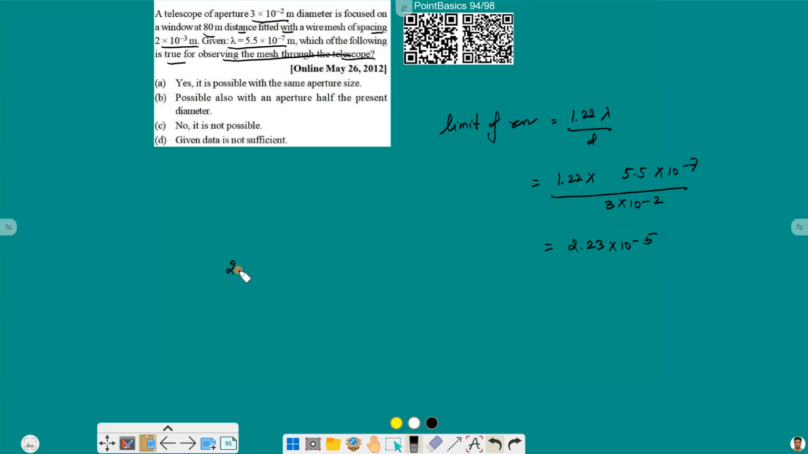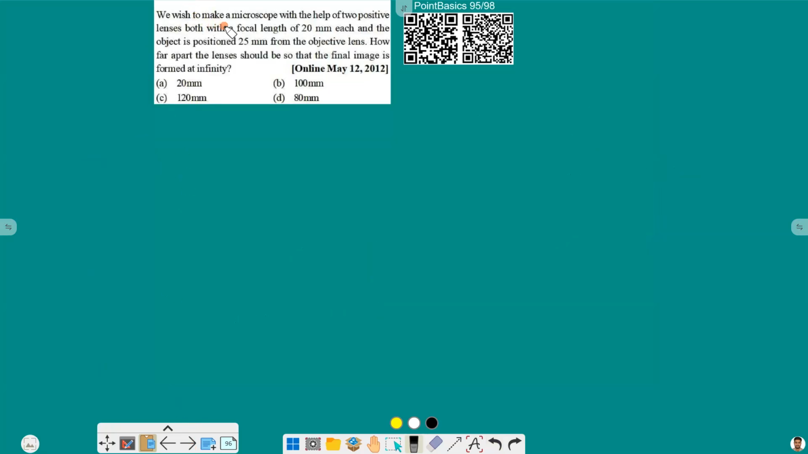Now this 2.23 into 10 raised to the power minus 5 is basically the angle, and it should be equal to arc by the radius. So arc here and radius is 80. From this we will find that the arc, or the spacing that can be resolved, is 1.78 into 10 raised to the power minus 3, and that is smaller than the wire mesh spacing, so it is not possible to resolve it.